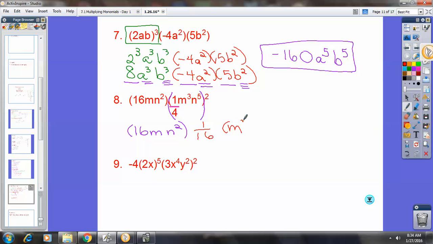We have m cubed squared. We have n to the 5th squared. So I'm going to go ahead and take care of some of these power to powers here. So 1/16. m cubed squared, what do we do with those exponents when we have a power and raising it to another power? Multiply. 3 times 2 is 6. n to what power? 5 times 2 is 10.